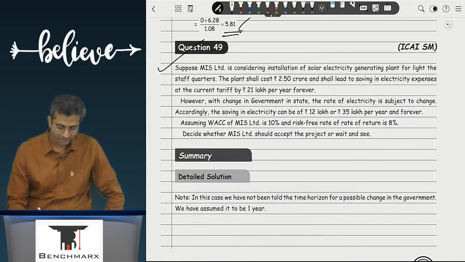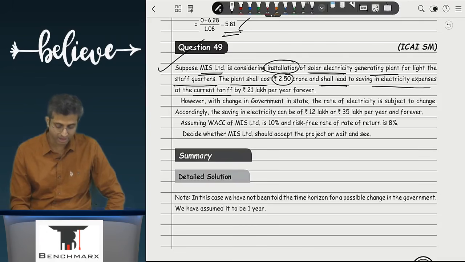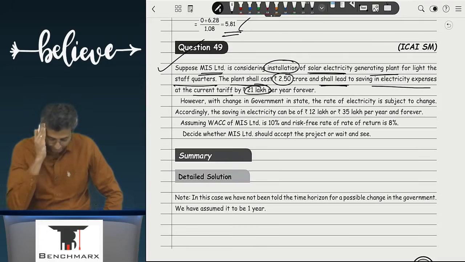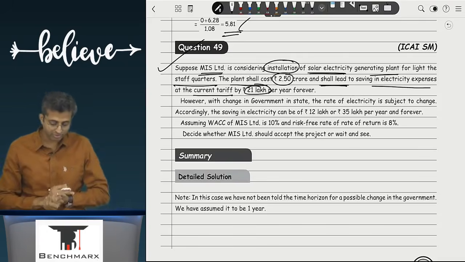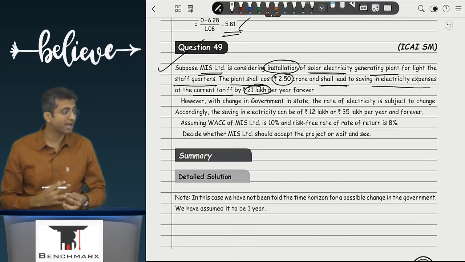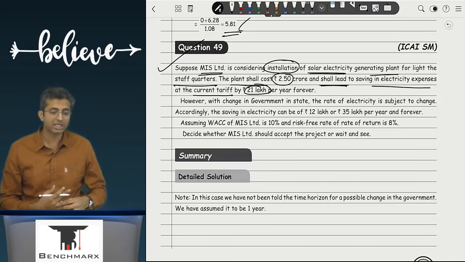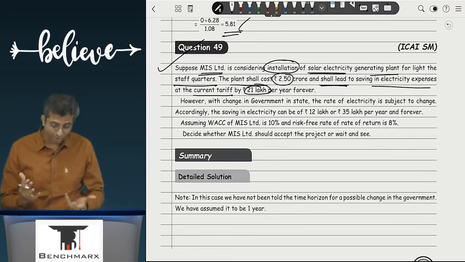Question number 49. Now suppose MIS Limited is considering the installation of a solar electricity generating plant for the lighting of the staff quarters. The plant shall cost 2.5 crores and shall lead to saving in electricity expenses at the current tariff by 21 lakh per annum forever. So if I install a solar electricity plant, will it be installed for free? No, I'll have to spend 2.5 crores. But in return, am I getting some benefit? Yes. How much am I getting? 21 lakh per annum forever.